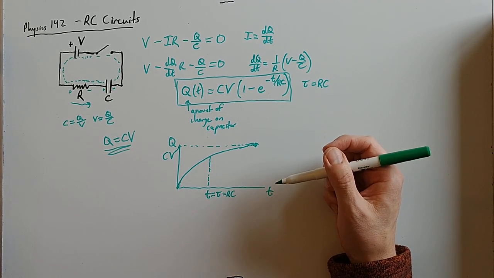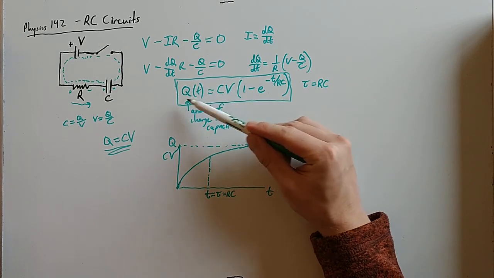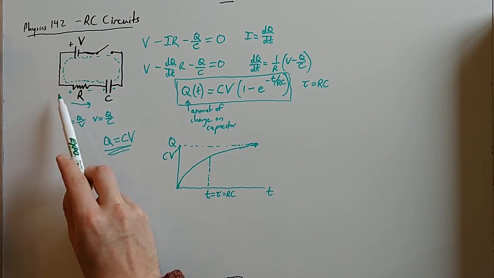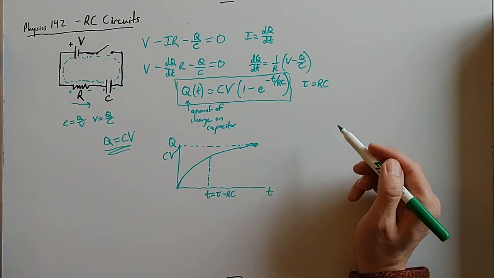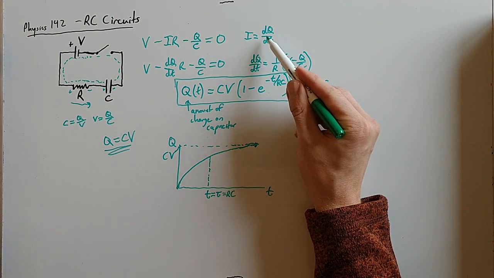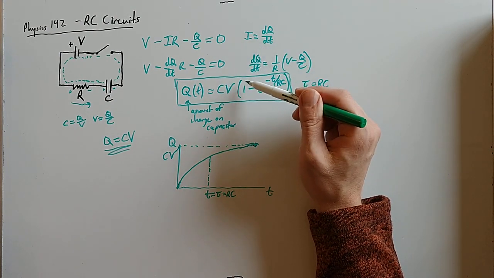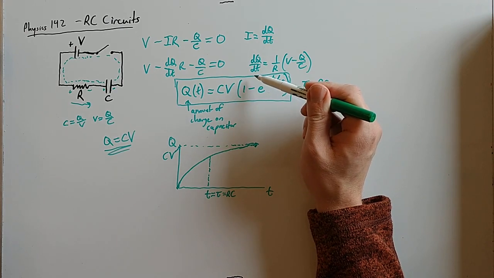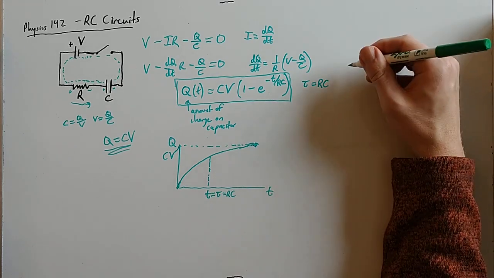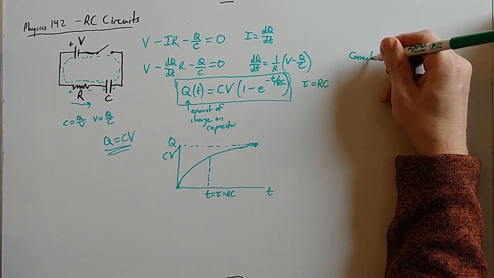One other thing that we should think about here is this is the amount of charge on the capacitor. What about the amount of current that's flowing over time, like the current going through the resistor as a function of time? Well, current, we said, is the derivative of charge. So that means that we should be able to take the derivative and see what happens. So let's do that over here, current.